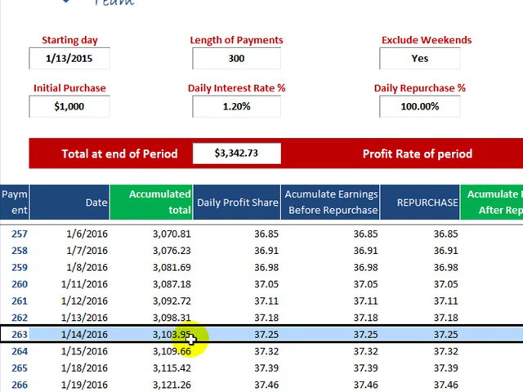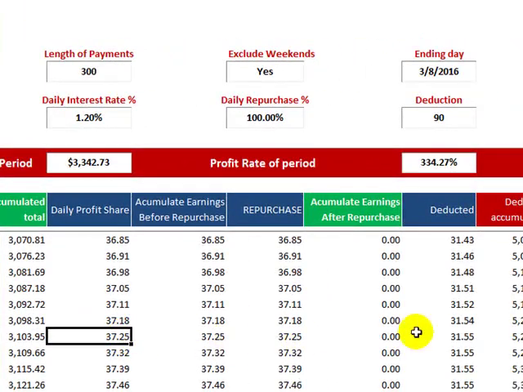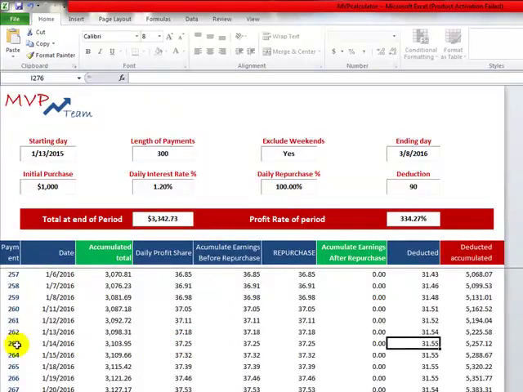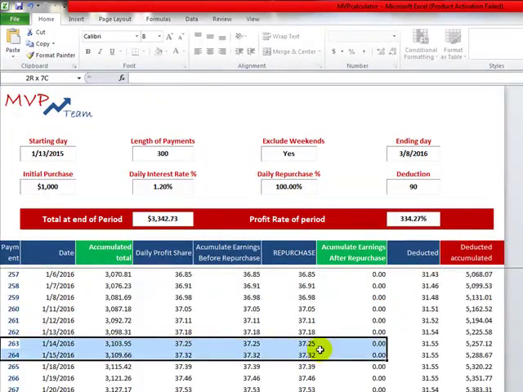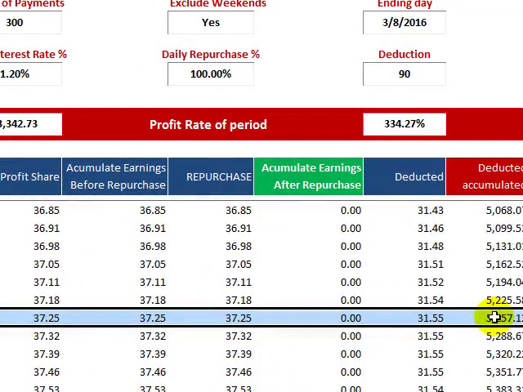So 300% on your money. At this point, you're earning $37 and you're being deducted $31, so a profit margin of about $6. As you can see here, after 1 year, and keep this in mind, this is completely passive. You're not recruiting. You're not sponsoring people.